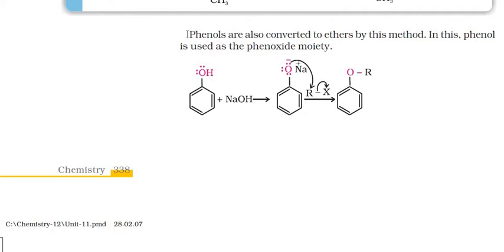Moreover, this Williamson synthesis is also very important. The major importance of this reaction is that phenols are converted to ethers by this method. In this, phenol is used as a phenoxide moiety. Let me show you one reaction that will clear how Williamson synthesis is used for converting phenol into ethers.